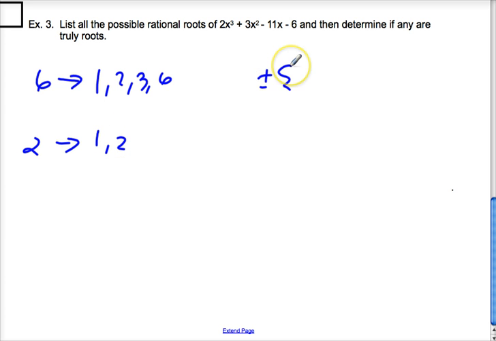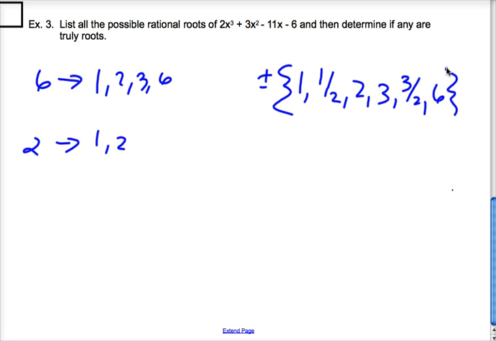Possibilities, plus or minus. 1 over 1. 1 over 2. 2 over 1. 2 over 2 is 1. I already did that. 3 over 1. 3 over 2. 6 over 1. And 6 over 2 is 3. So there's my possibilities right there.